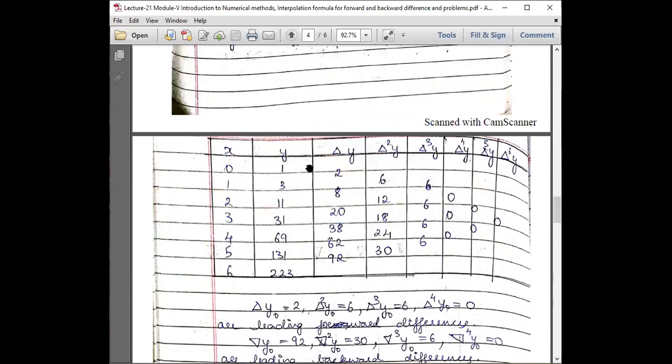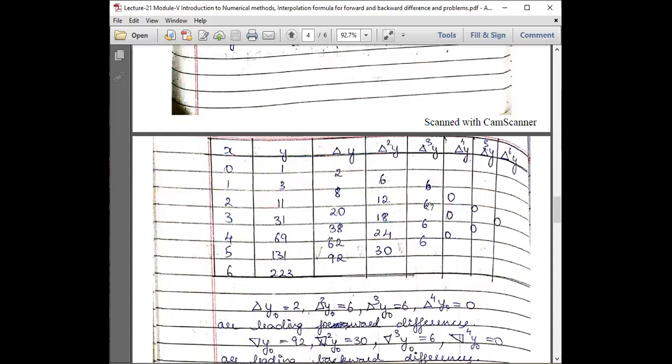So what is the first forward difference here? We just have to subtract. 3 minus 1 is 2. The second term, 11 minus 3, is equal to 8. 31 minus 11 is equal to 20. 69 minus 31 is equal to 38. 131 minus 69 is equal to 62. 223 minus 131 is nothing but 92. These are all the first order finite differences.